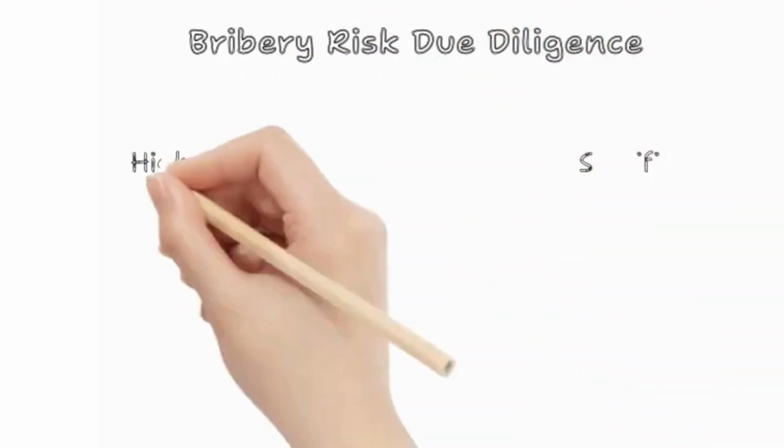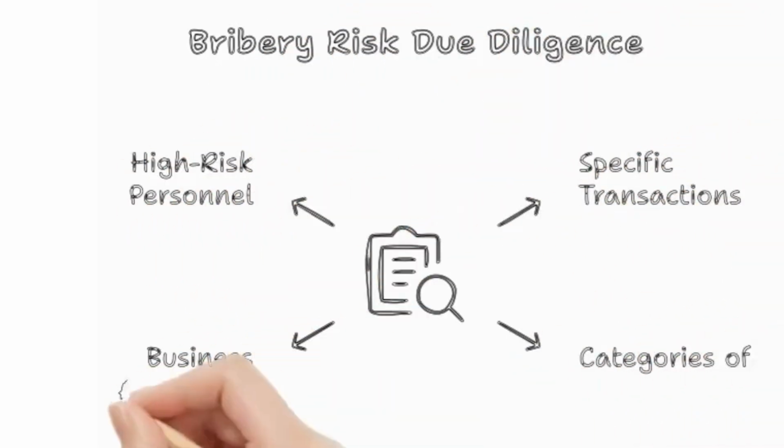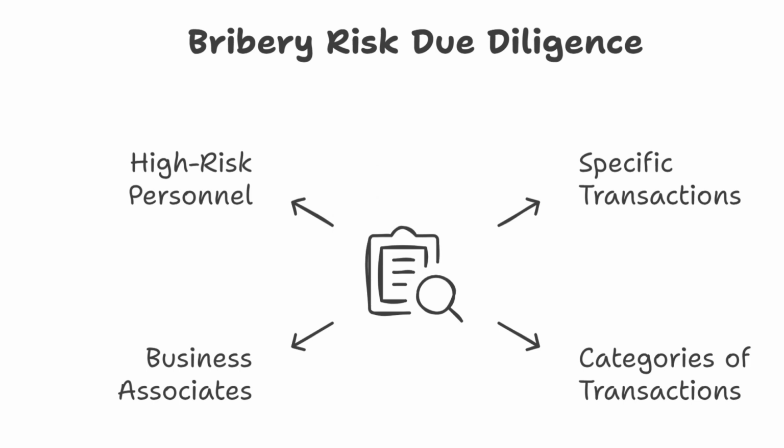Clause 8.2 Due diligence. Assess bribery risk before entering into relationships. Conduct due diligence on specific transactions or projects, categories of transactions or projects, relationships with business associates, personnel in high-risk positions. Example, the retail company implements a risk-based due diligence process for vendors, conducts enhanced due diligence for agents and consultants, performs background checks on employees in positions of influence, screens new market entries for bribery risks.